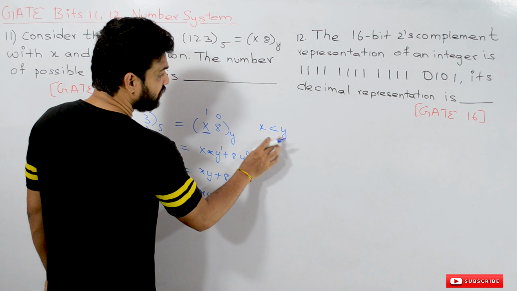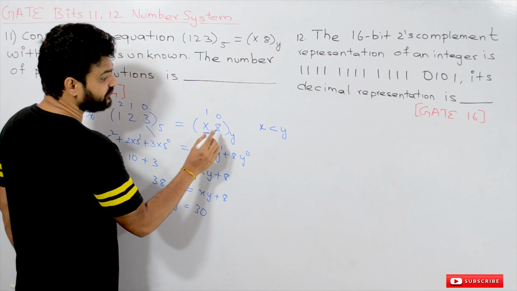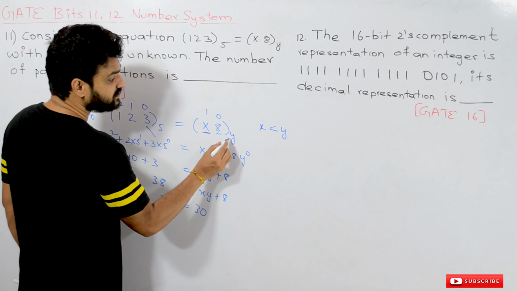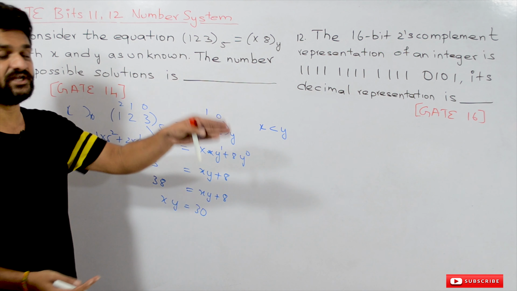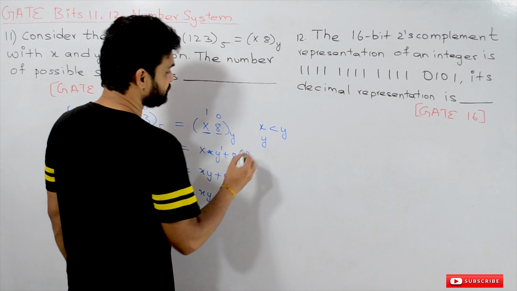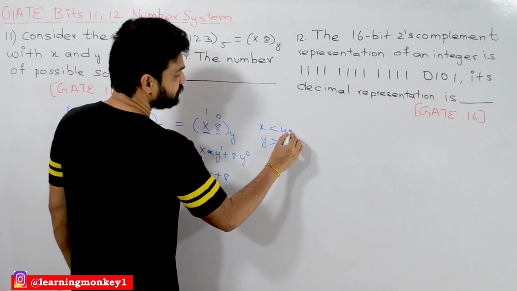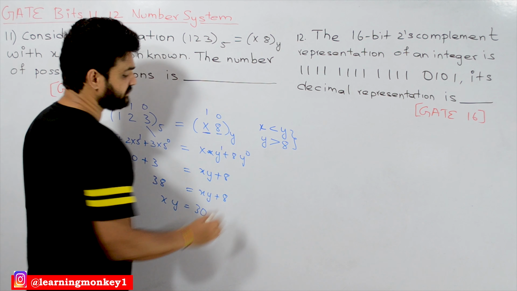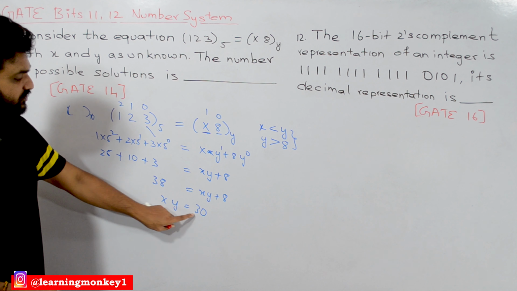So x is always less than y, and y is greater than 8. If 8 is available, the y value should always be greater than 8. It can be any number, but it should be greater than 8. So these are the two conditions that are available. Now applying these two conditions, we have to check for the possible values of this product.